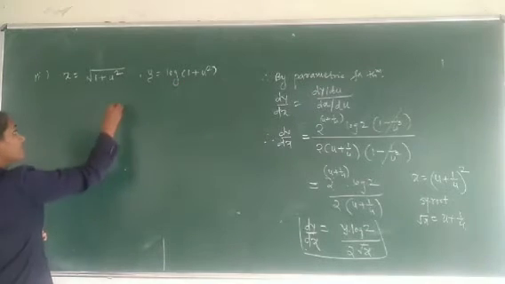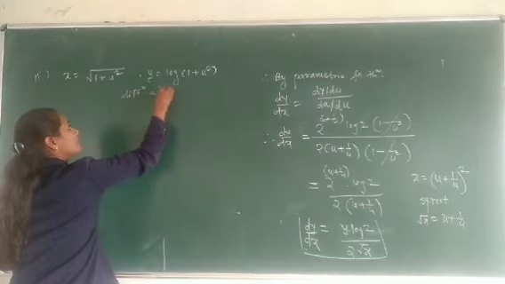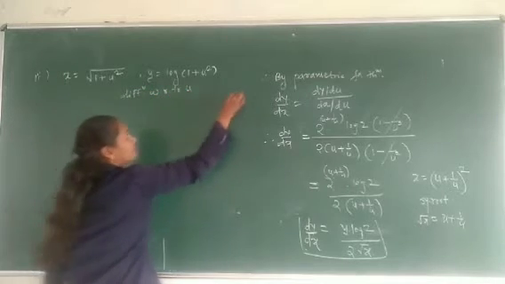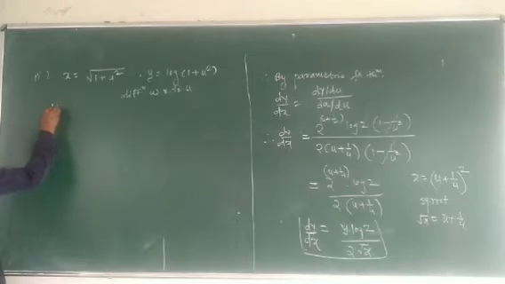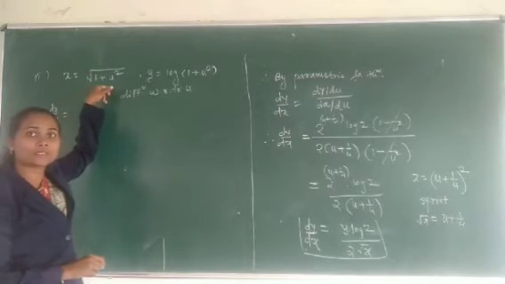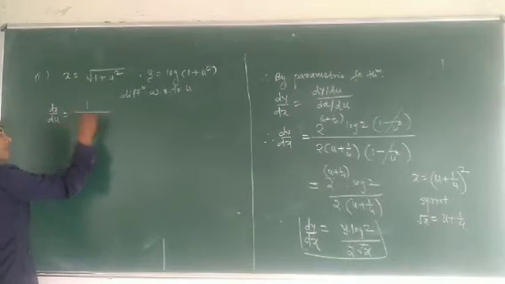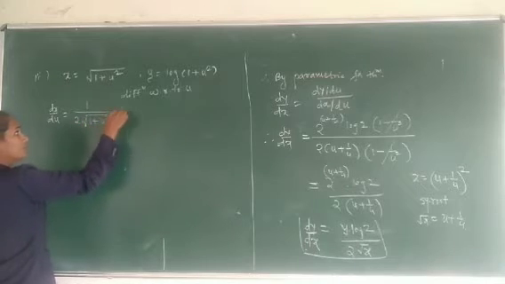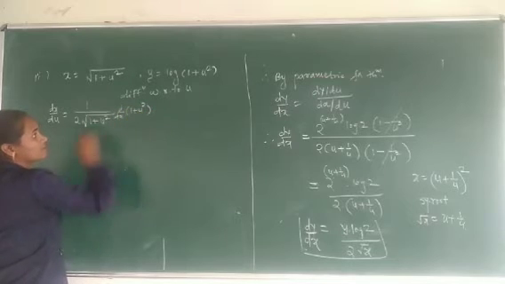So differentiate with respect to u simultaneously. First, the derivative of x is dx upon du. Treat this function as root f of x. The derivative of root f of x is 1 upon 2 root f of x. So here we write 1 upon 2 root 1 plus u square into d by du of 1 plus u square.